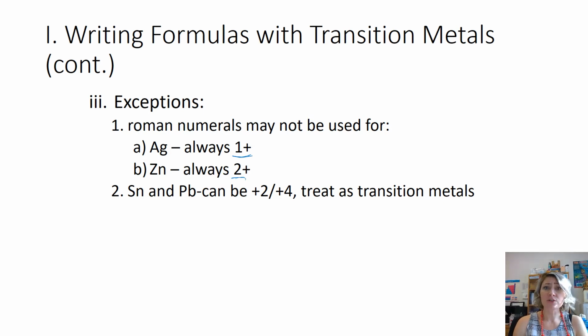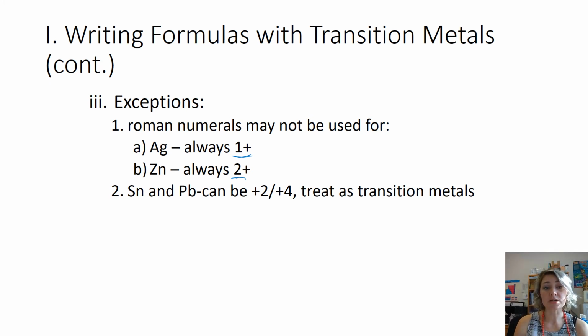So a lot of times when you see these names written, say you have zinc chloride, you are going to see them written as silver chloride or zinc chloride, and you're not going to see any Roman numerals there. So you're going to need to memorize these two. Cadmium is our other one, but we don't really use cadmium much in this course.